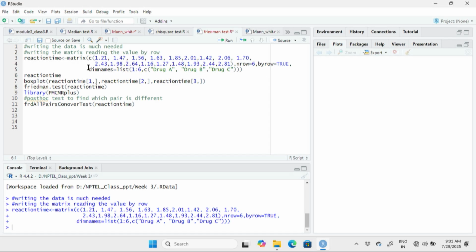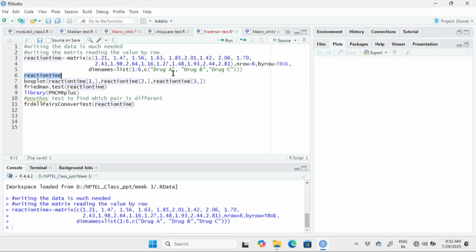And one more thing, here you can see dimnames. Dimnames means dimension names. So, what are the dimensions you are using here? You are using 3 dimensions, 3 treatments: drug A, drug B and drug C.